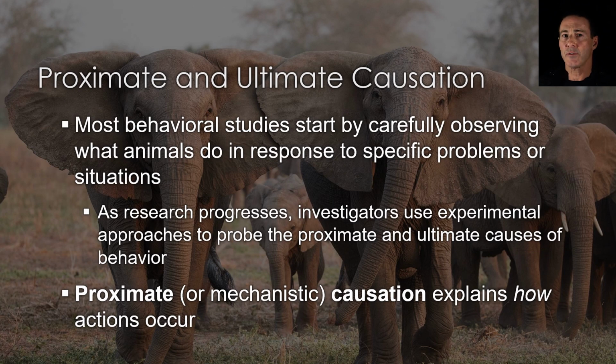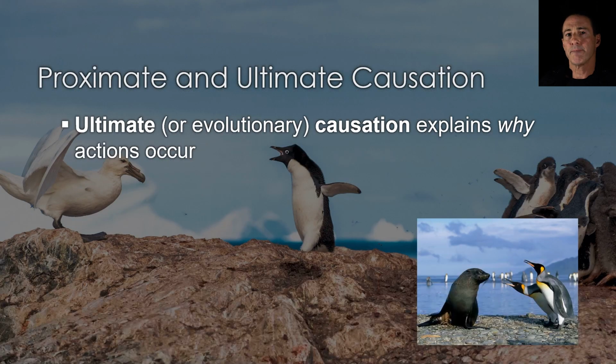Proximate causation seeks to explain specific mechanisms of how actions occur by asking questions like, does a neural or hormonal signal trigger an animal's courtship display? Or does the display vary according to diet, temperature, or other factors? Ultimate causation explains why actions occur based on their evolutionary consequences and histories.